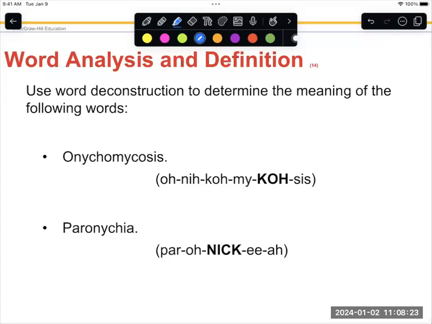Onychomycosis. Let's break this word down. Osis means a condition. Onycho, that root word with that combining vowel, that combining form, means nail. Then we have another root, which means fungus. So this is a condition of the nail from a fungal infection.